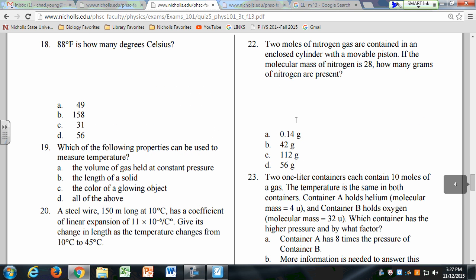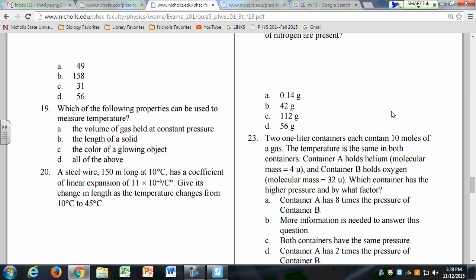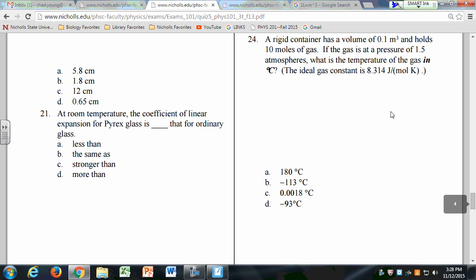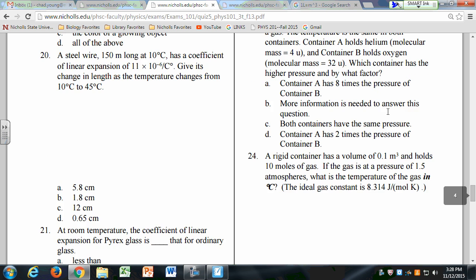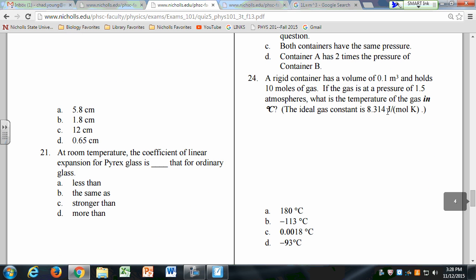You won't see anything like number 22, molar masses. We just see the ideal gas law. This is good. There's not much temperature stuff here. That was really it. But it's a good indication of what you'll see on the exam. The exam will be very similar to this.